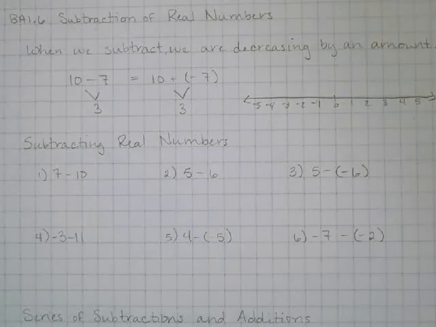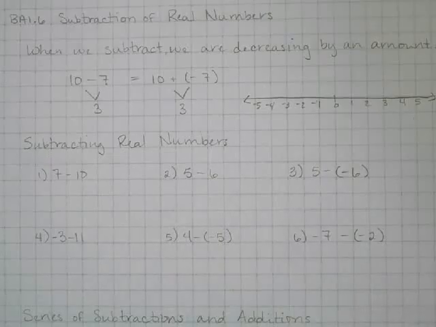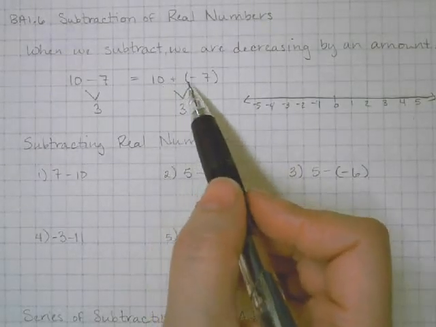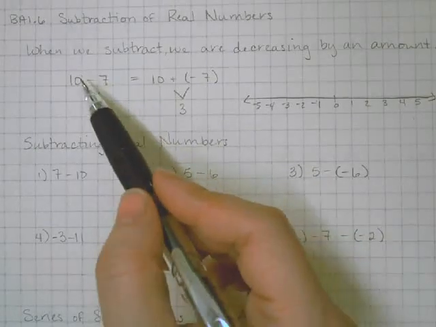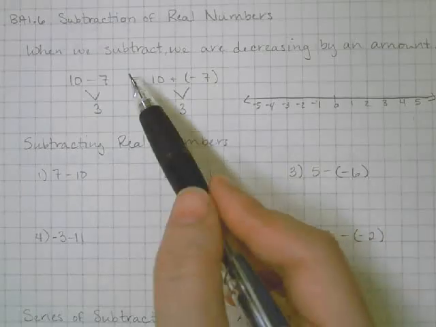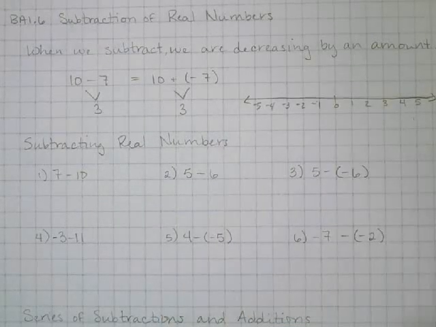But something that's really, really important to know is that 10 minus 7, or any number minus another number, is the same as that number plus the opposite. So 10 minus 7 is the same as 10 plus negative 7. And either way, it's going to give me, in this case, 3.